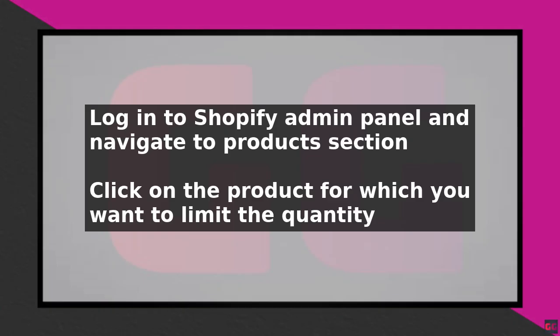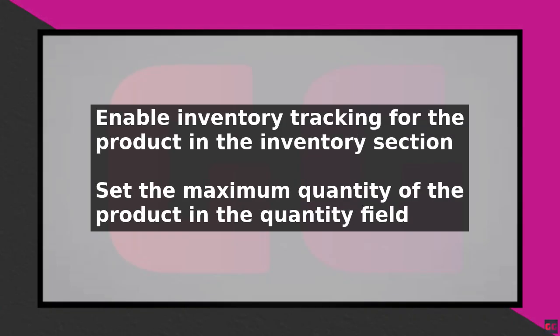Here, you will see a list of all your products. Click on the product for which you want to limit the quantity. In the Product Details page, scroll down to the Inventory section. Click on the Track Quantity checkbox to enable inventory tracking for the product. This will allow you to set a quantity for the product.